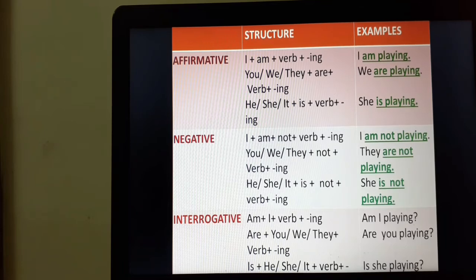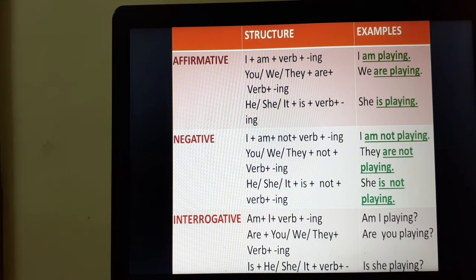And here goes the structure of present continuous tense. In the affirmative, it is I plus am plus verb plus ing, that is, I am playing. With you or we or they, it is are plus verb plus ing, we are playing. With he, she or it, it is is plus verb plus ing, that is, she is playing.